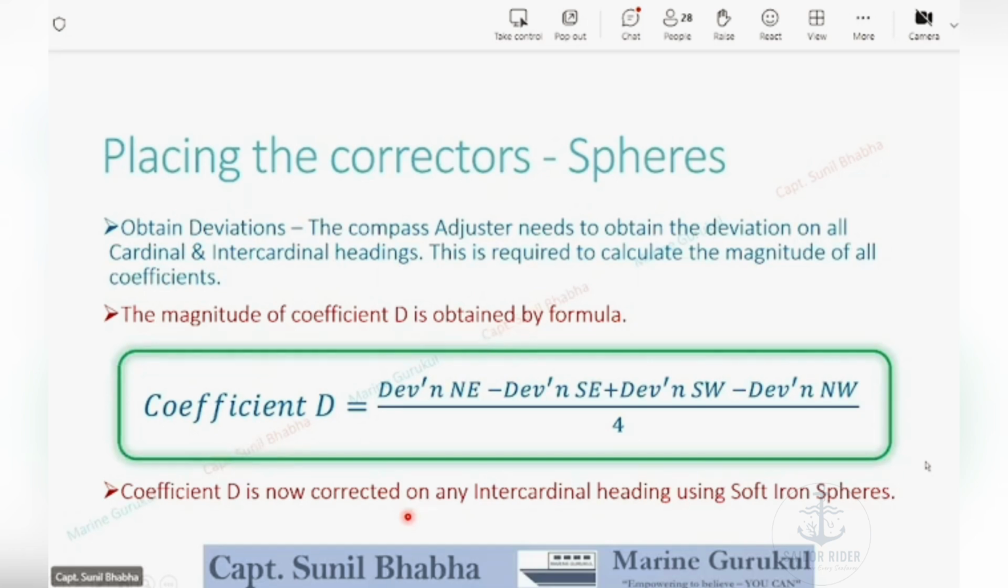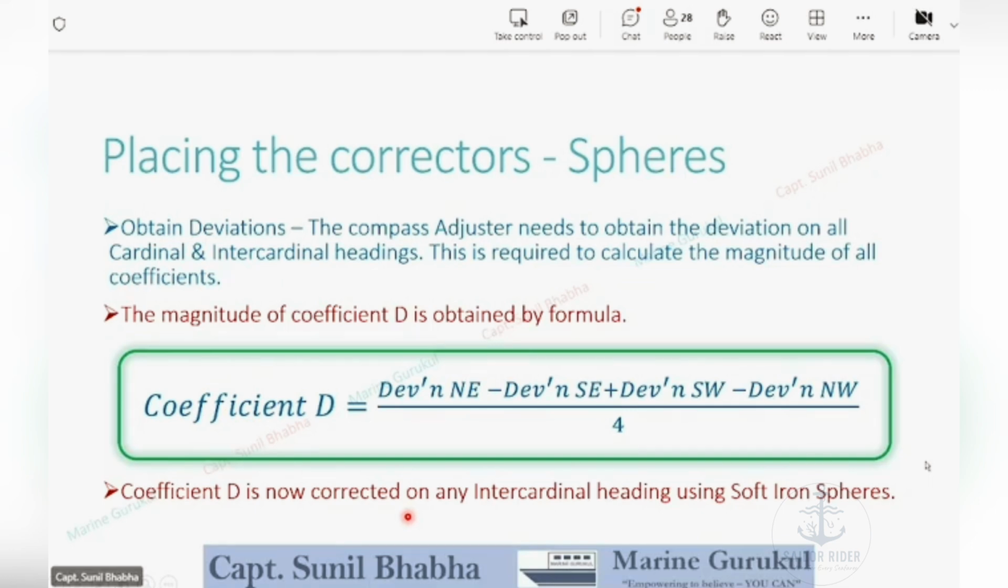The soft iron spheres are brought close to the compass location. They are placed on the side channels fitted port and starboard of the compass location on the compass binnacle. The spheres are placed initially in the maximum outstretched position, far away from the compass. Once you place the spheres in the channel, you will see a change in the heading shown by the compass.